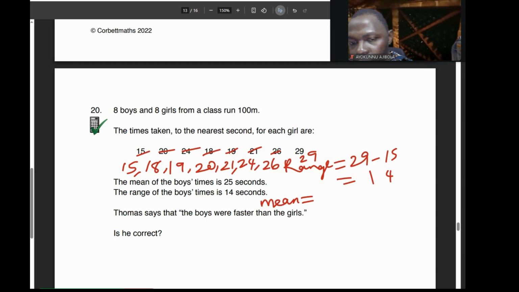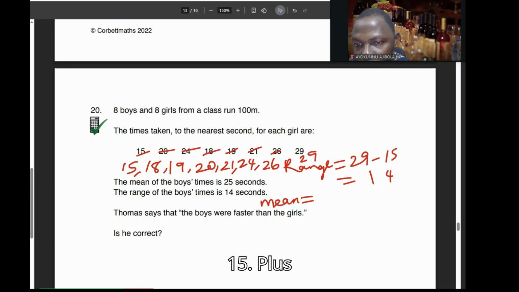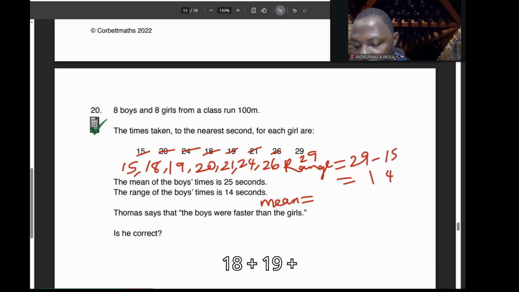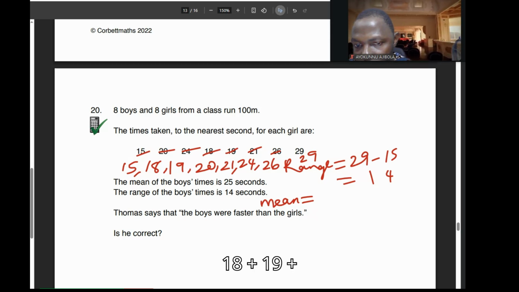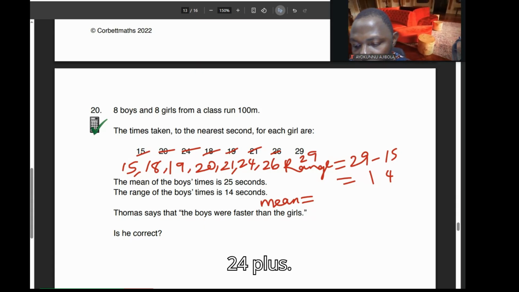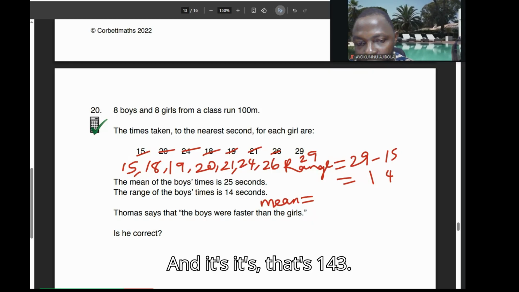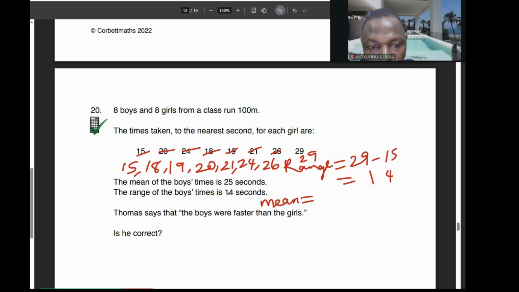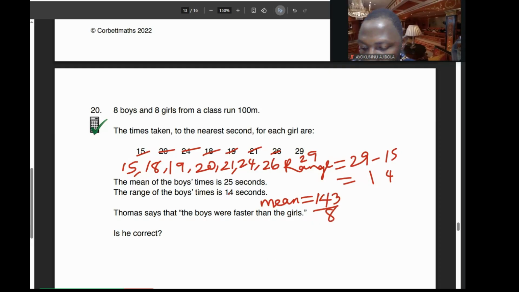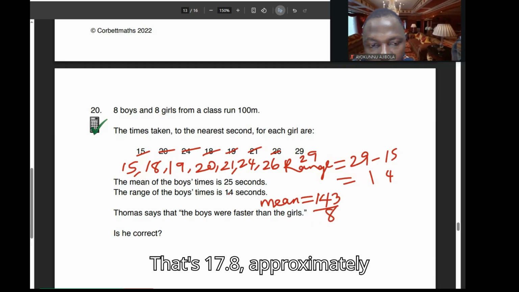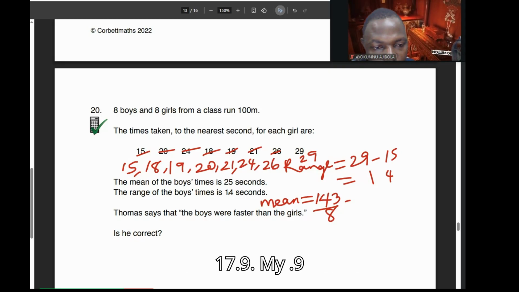Let me see. Yeah, 15 plus 18 plus 19 plus 20 plus 21 plus 24 plus 26. That's 143. 143 divided by 8. That's 17.8, approximately 17.9 seconds.